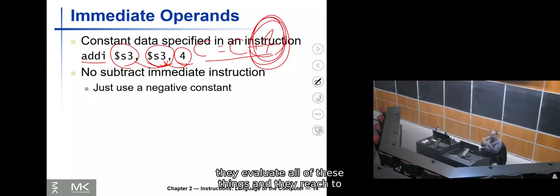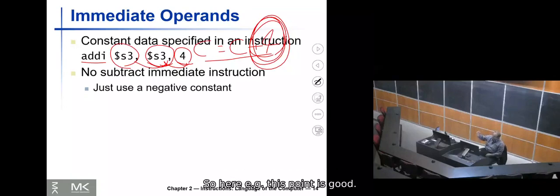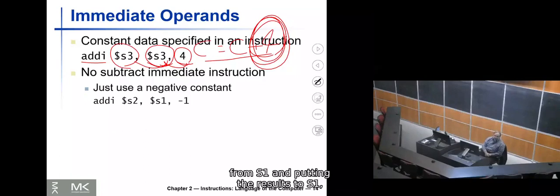And so they evaluate all of these things, and they reach a point for a good cost performance compromise. So here, for example, this point is good. We don't need sub I, but we need sub. And that's all the design thinking. For example, this one is subtracting 1 from S1 and putting the result to S2. S1 added to -1. We will talk about minus numbers.